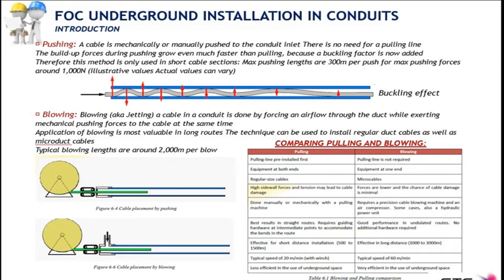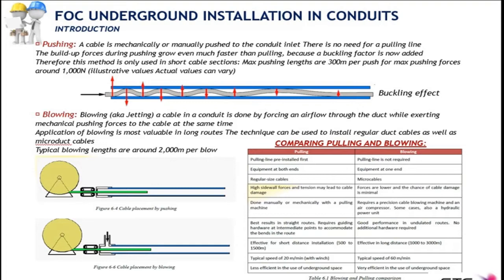Pulling over longer distances causes a very high tensile force on the cable, which may lead to cable damage. Forces in blowing are much lower because there is an air cushion keeping the cable floating inside the duct, as we have said before. So the forces are much lower and the risk of damage is also much lower. Pulling is typically done manually or mechanically with a pulling machine and winch. We'll see that later on. Blowing, however, requires a high-precision cable blowing machine and an air compressor.